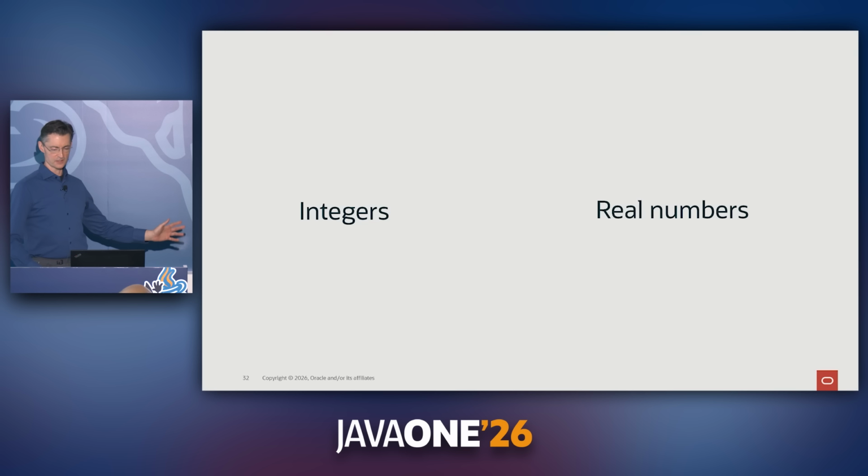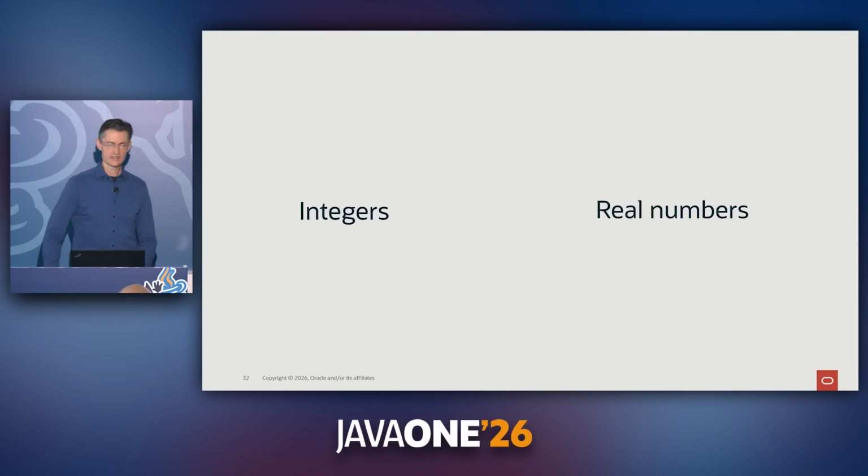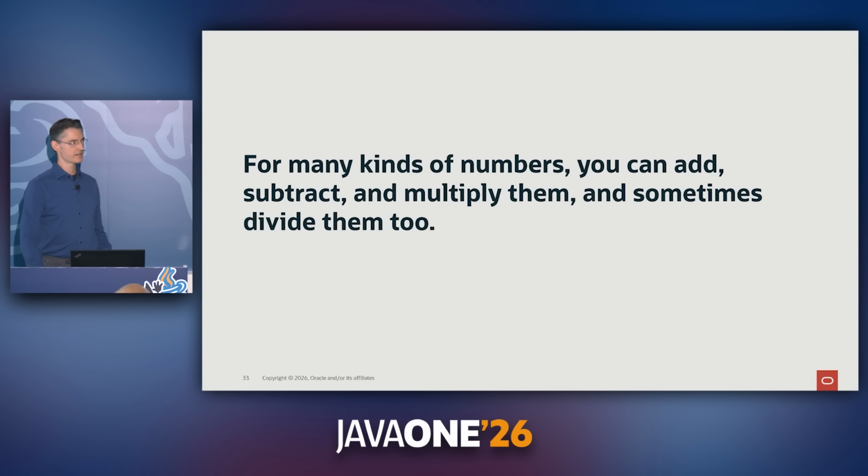They have lots of special things. And one thing that integers and real numbers have in common with many other kinds of numbers is that you can add them, subtract them, multiply them, and divide them.